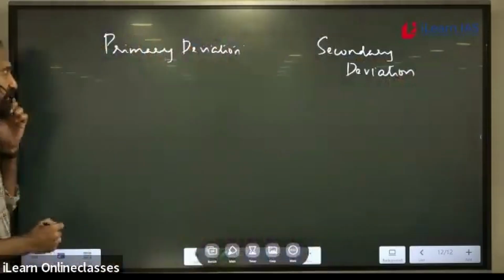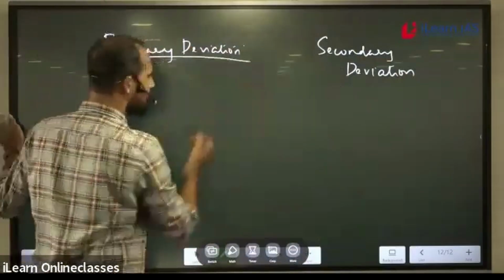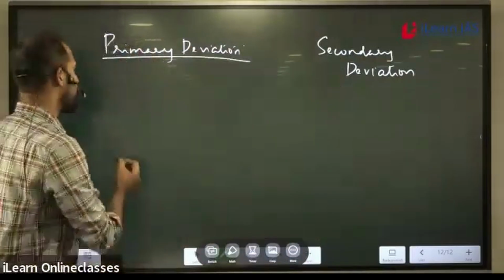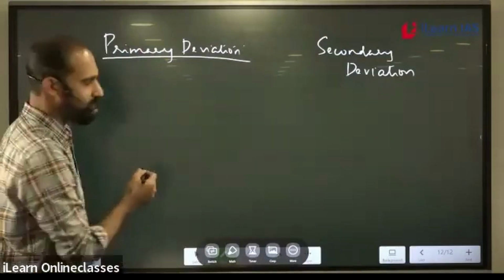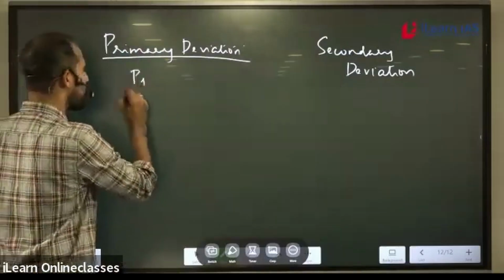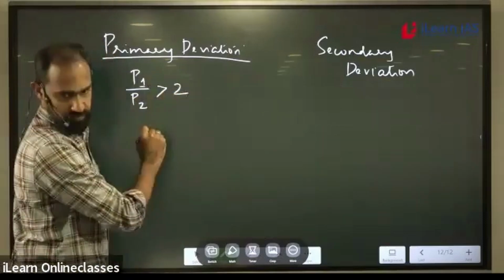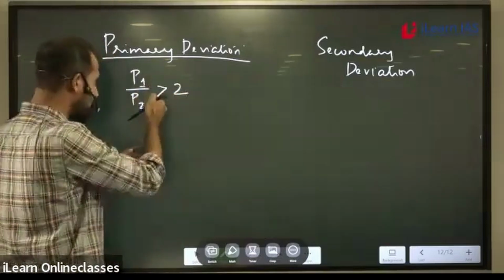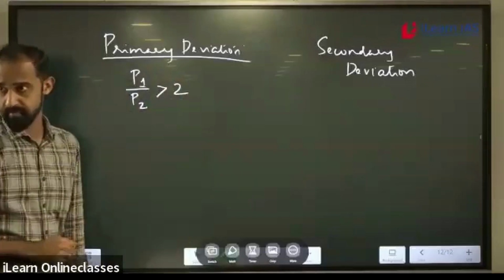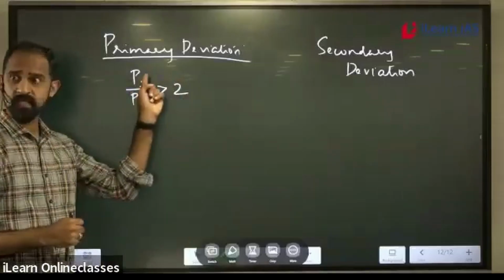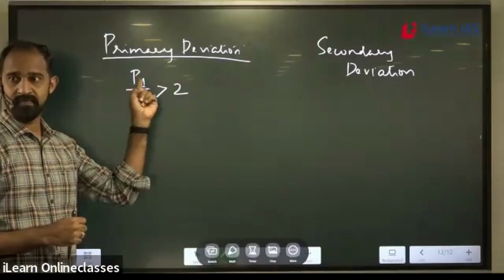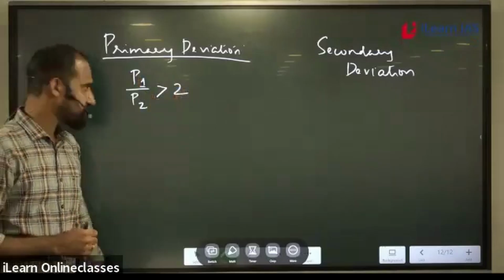Primary deviation and secondary deviation. So primary deviation is the case where P1 by P2 is actually bigger than 2. That is, the largest city is much bigger than double the size of the second largest city.